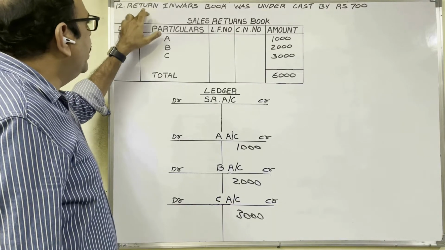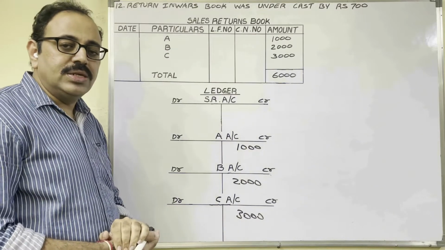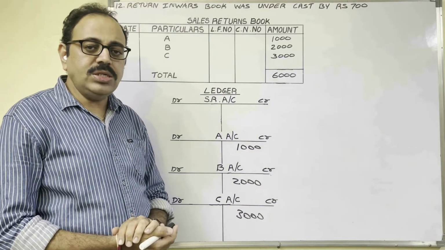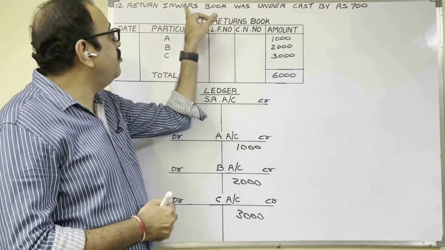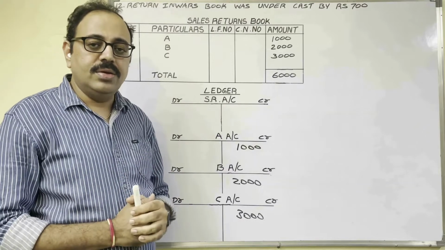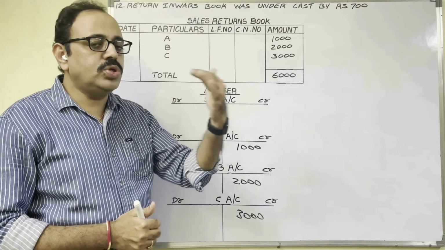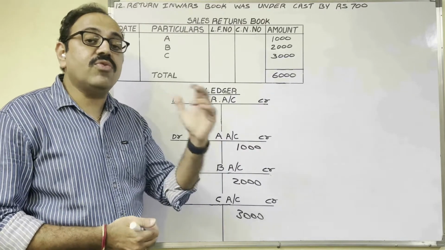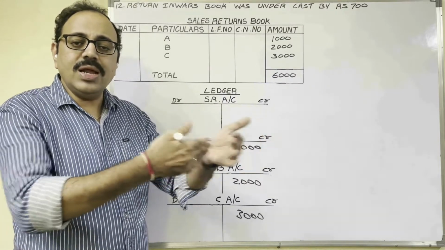12th point, returns inward book was undercast by 700 rupees. Return inwards book means sales returns book. Because when goods are returned, goods are coming into the firm. Inward means goods are coming. When goods come like this, once a firm sold goods to customers on credit, customers are not satisfied with the quality of goods, so they are returning to us. Goods are coming.